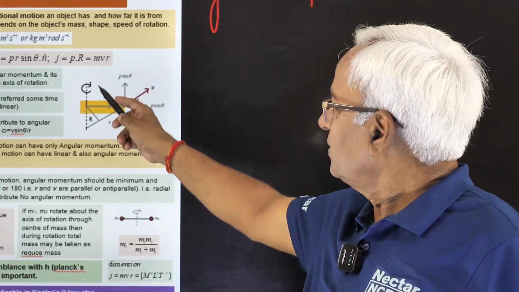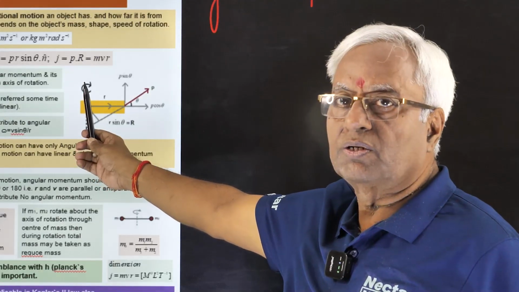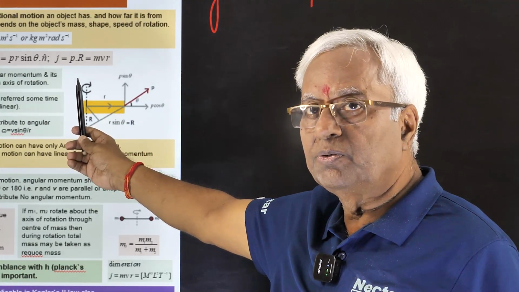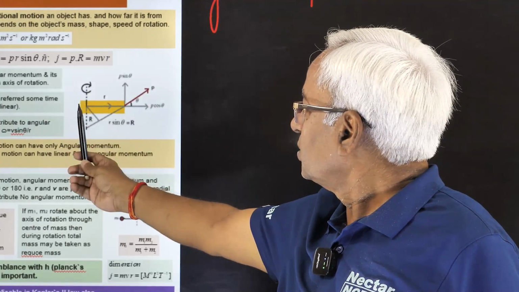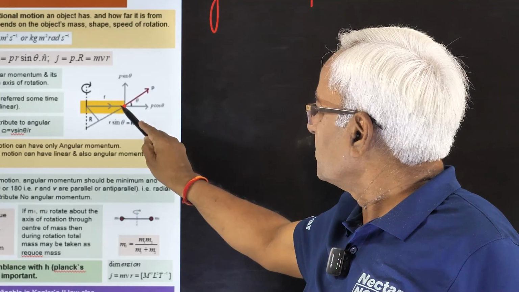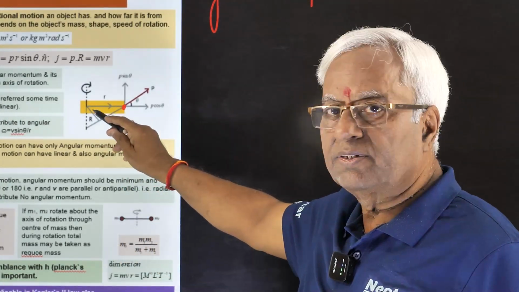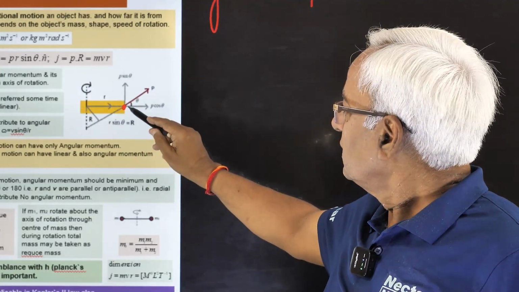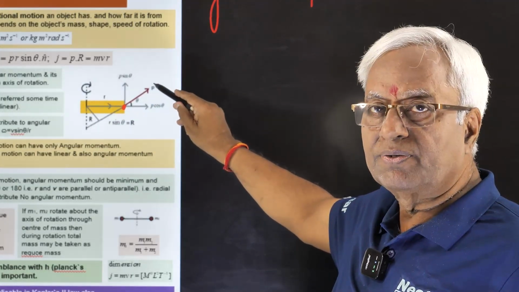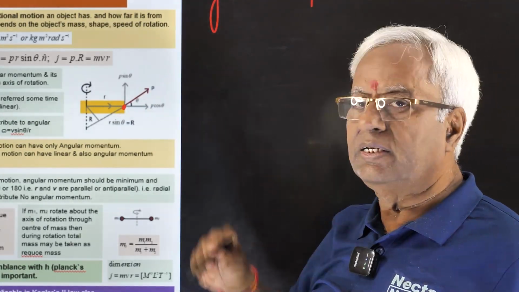See, in the figure it's very apparent. This is the axis of rotation. Hope this is visible to you clearly. Axis of rotation. This is the point of application here. The radius vector would be considered from the axis to the point. The direction of the momentum vector is small p, it's here. Then the angle between P and R is theta.